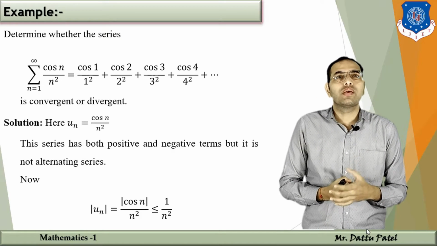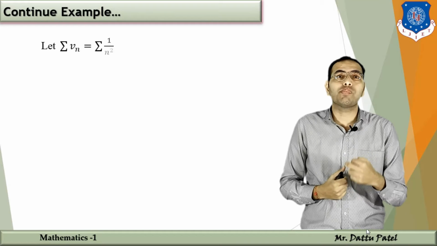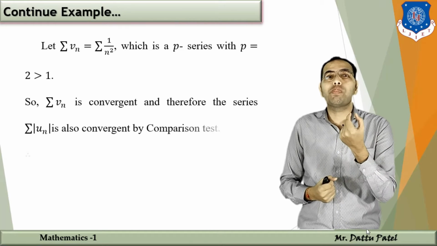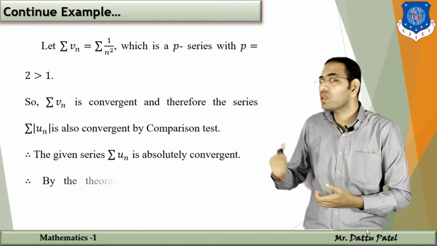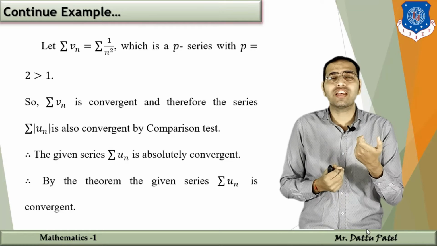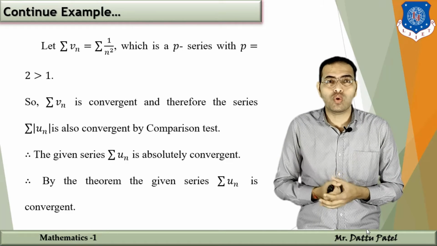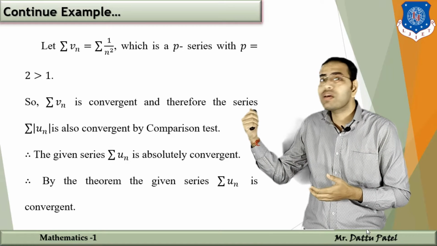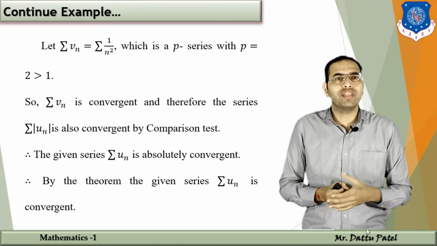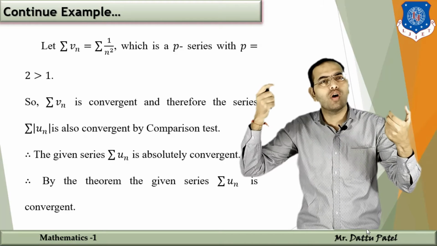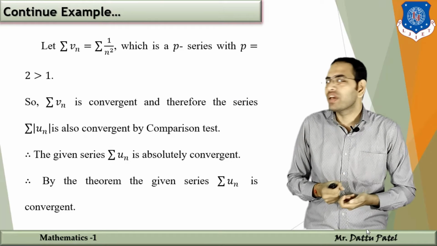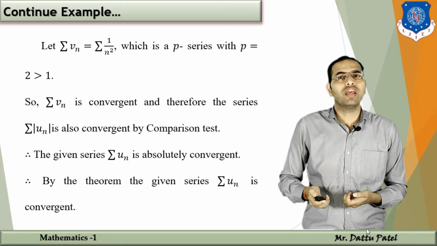According to the P series, sigma Vn equals sigma 1 upon n square, where the value of P equals 2, which is greater than 1. So according to the P series, sigma Vn is convergent. Since the larger series is convergent, automatically sigma mode of u of n is also convergent by the direct comparison test. Mode of u of n is convergent, and u of n is also convergent according to the theorem. No need to solve it further. Then we can say that the given series sigma un is absolutely convergent.